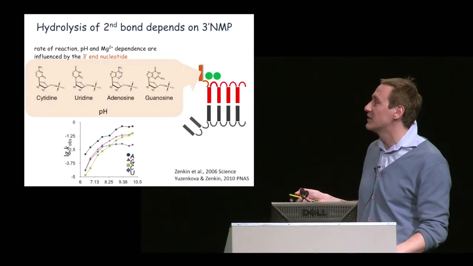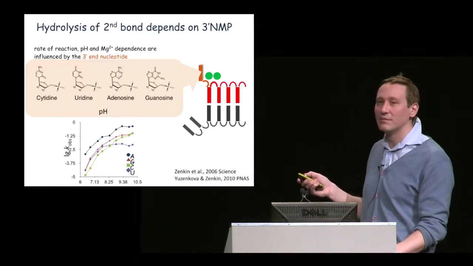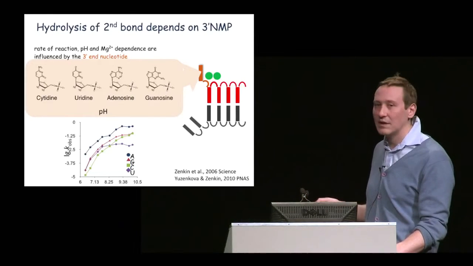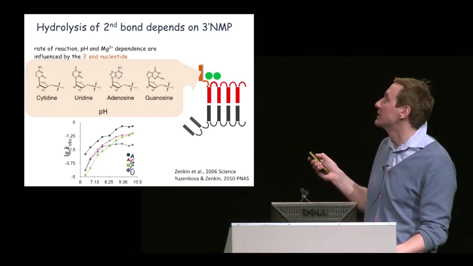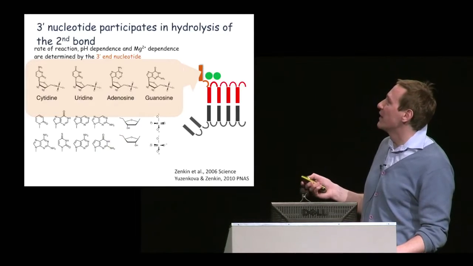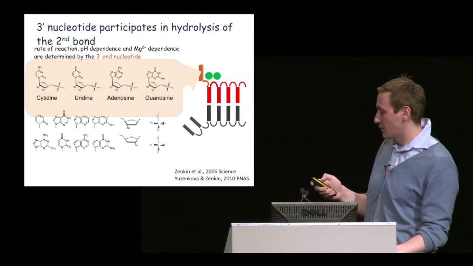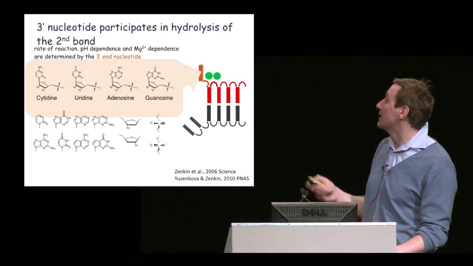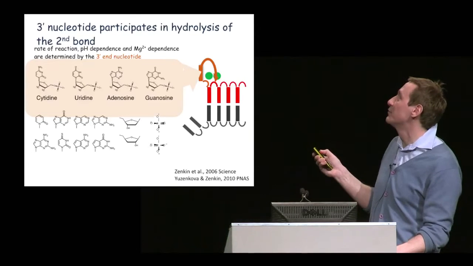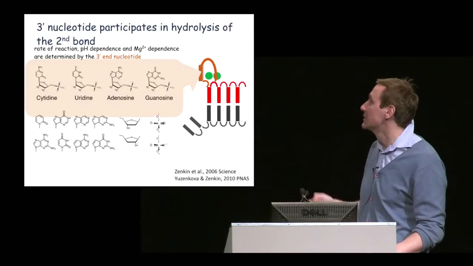This is just an example, so just don't worry too much. It's the dependence of the rate of the hydrolysis on the pH of the reaction, and you see that they are quite different for each of the possible nucleotides in this position. We went on and we made many different chemical substitutions to this nucleotide, and what we showed is actually that this flipped out 3' end nucleotide of RNA directly participates in the cleavage of the second phosphodiester bond of the transcript.